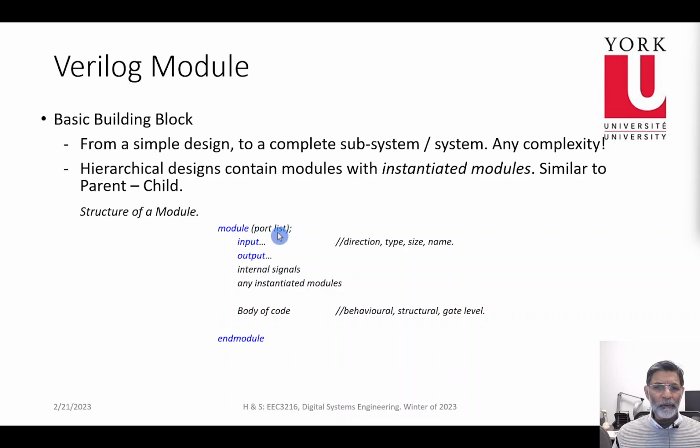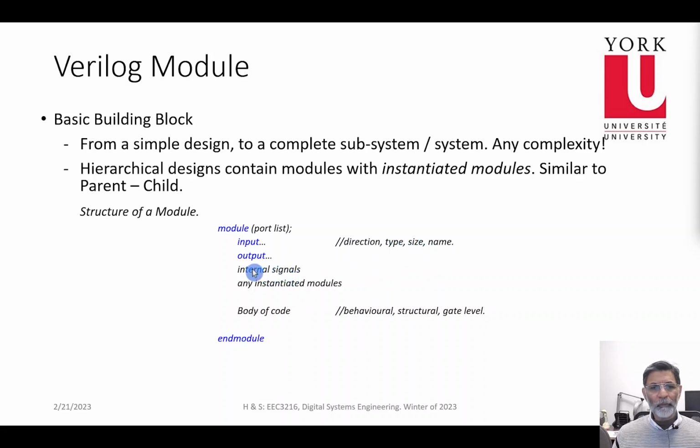The port list is the interface of a module to the external world. After the port list, you will have to describe which of those ports are inputs and which are outputs, their directions, types (we'll talk about the types in a while), their sizes, and of course their names. Size could be a single bit, or it could be a multi-bit bus. We have processors which are 16-bit, 32-bit, 64-bit, so that's where size comes in.